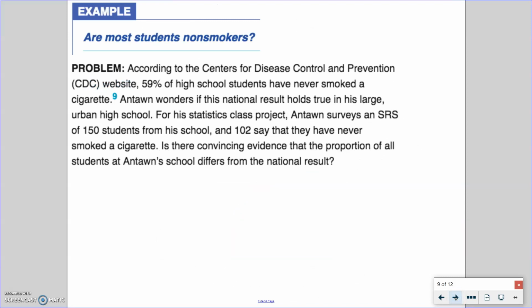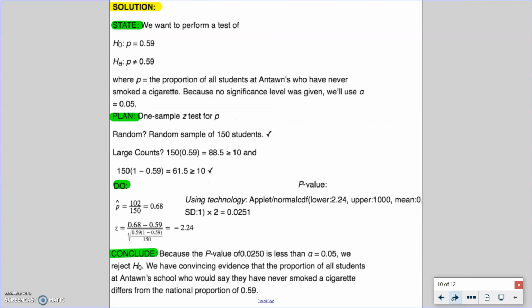Okay, so here's a problem for you guys to look at. Go ahead and pause the video and just read through it, think about how this would work for you. All right, so the question says, is there convincing evidence that the proportion of all students at Anton's school differs from the national result? It doesn't say they think it's bigger than 59%. They think it's less than 59%. It just says, I think it's different. Notice how the alternative is a two-sided test, okay?